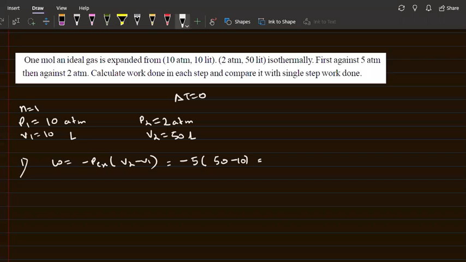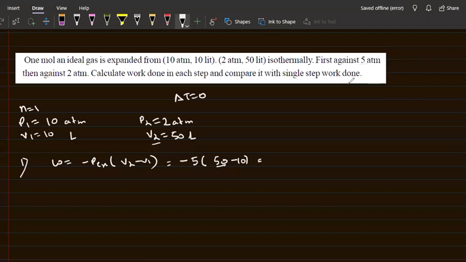This is what you might have done. But what is the mistake here? Tell me. There's a small mistake here. The mistake is V2. This V2 is at 2 ATM, so this is not the V2, because we have to find V2 at 5 ATM. Got it? Right? So we have to find this at 5 ATM.